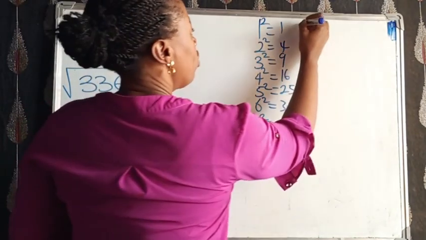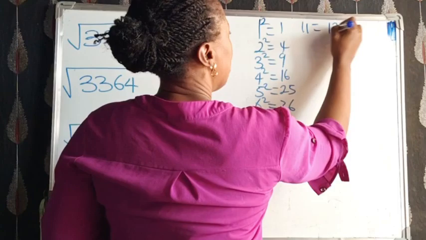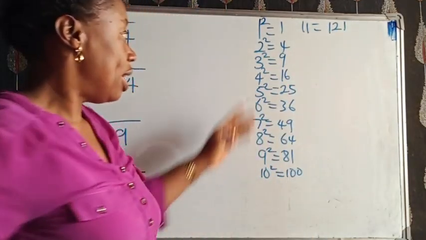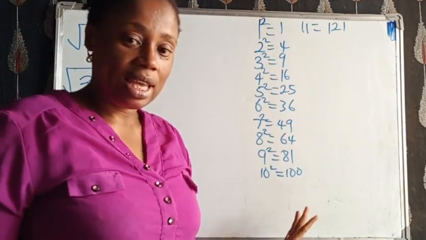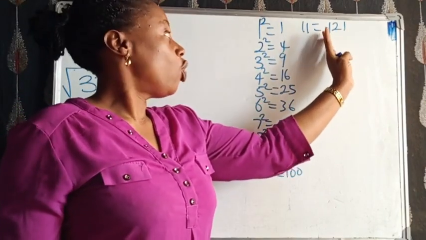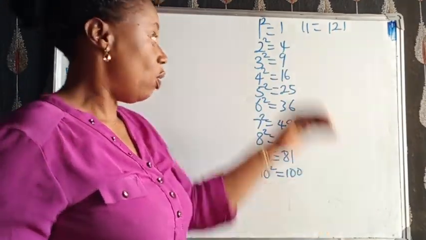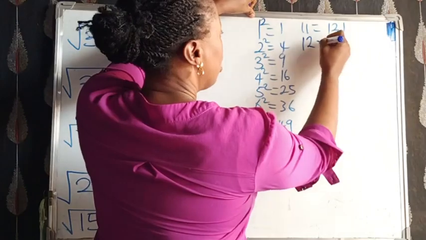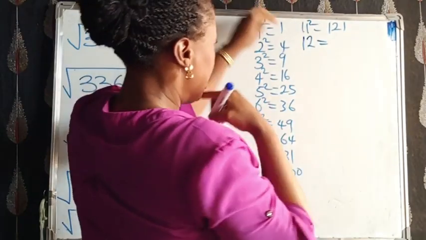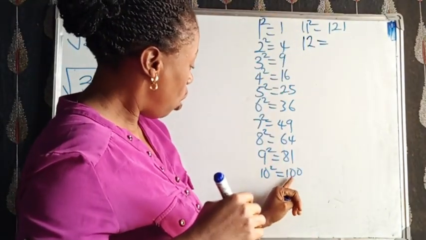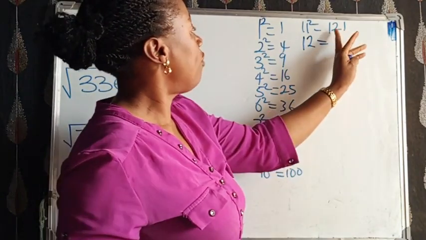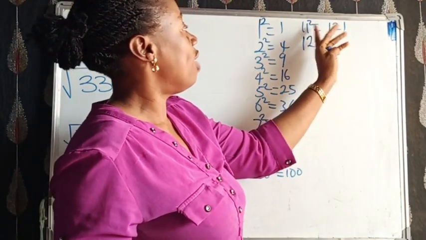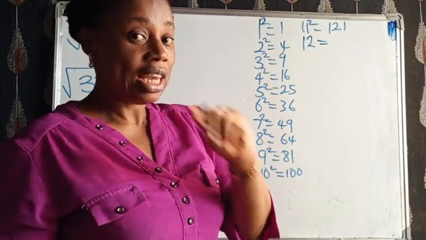Now, 11 squared equals 121. These ones are the basic. I'm going to show you a trick of how you can arrive at the other ones. That's 11, next one is 12. If you take note, what was added to 100 to have 121 for 11 squared? It was 21 that was added.